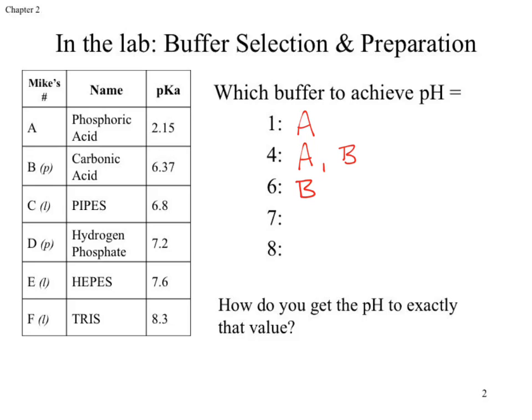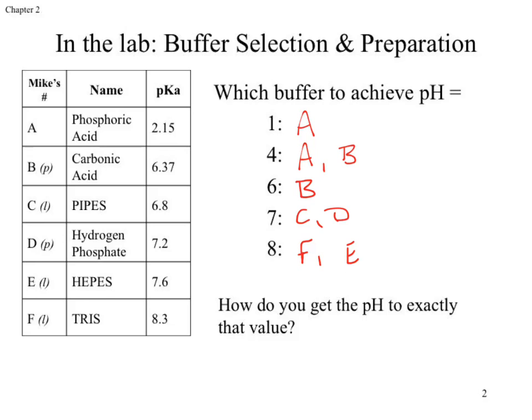7. Okay. I did a better job counting this one. C or D, 7 hits it right in the middle. Okay, and pH of 8. Probably again tris, but we could probably drop in E as well.